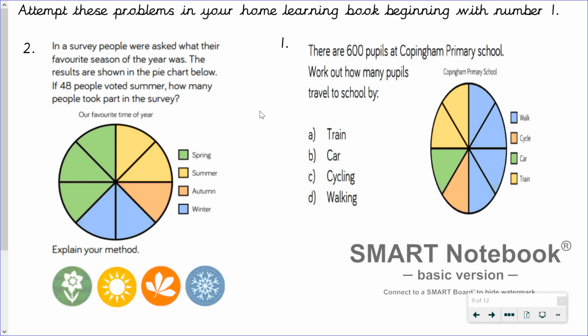So there are 600 pupils at Copingham Primary School. Work out how many pupils travel to school by each of these using what we've just done. And then in a survey, people were asked what their favourite season of the year was. The results are shown below. 48 people voted for summer. How many people took part in the survey? So you're going to have to use some logic there. So have a go at them. Pause the video, have a go in your home learning books, and we'll go through answers.